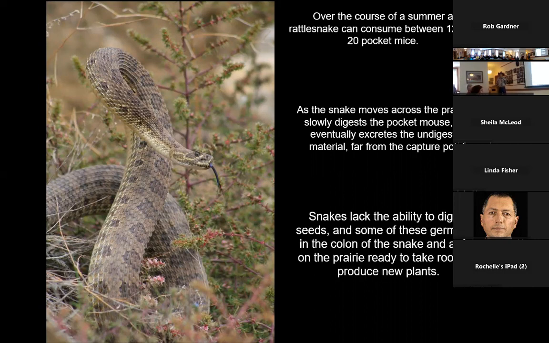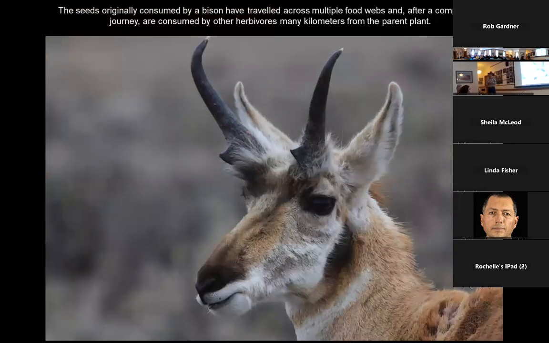Turns out that these guys don't have the ability to digest vegetative matter, only the meat, the tissues of the mouse they eat. So as they're digesting that mouse, the seeds that the mouse had in its cheek pouches are actually germinating inside the colon of the snake. And as the snake is slithering along the ground, it's depositing fully germinated seeds in an ideal rich medium, miles and miles away from where that bison cow captured that seed perhaps years ago. And that, of course, benefits every other herbivore on the landscape, like the pronghorn.